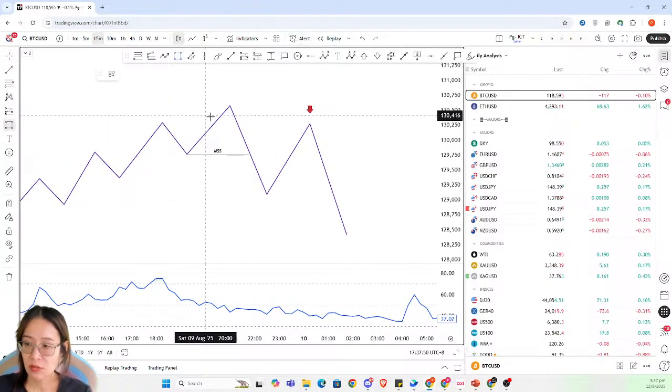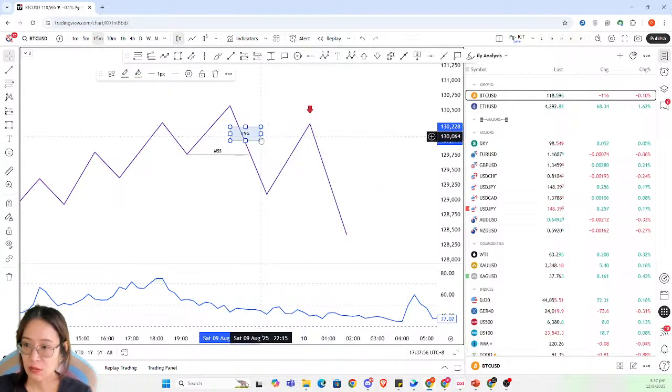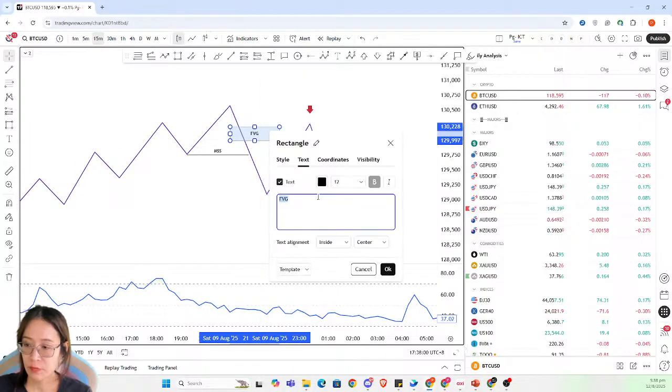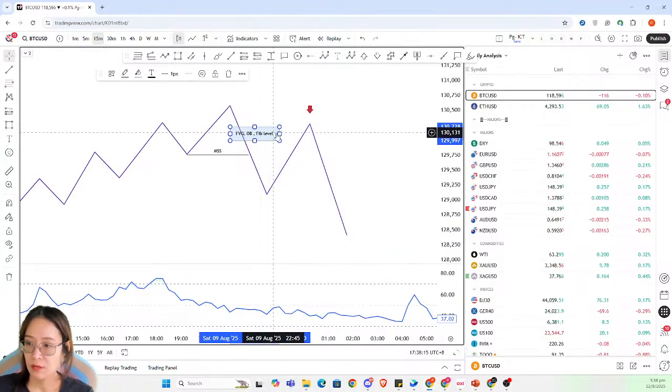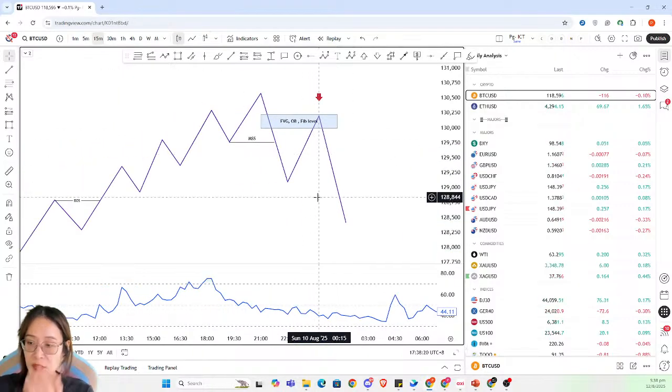In this zone of pullback, it could be your FVG, it could be your OB or order block, or it could be a Fibonacci level. This zone somewhere around here, and then you're going to sell. Okay, this is the one.